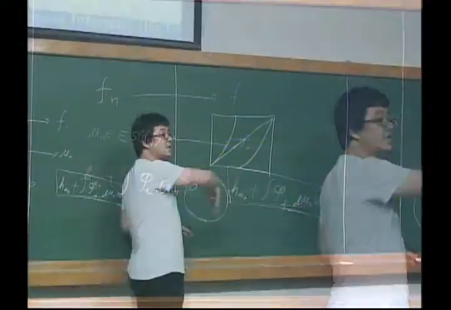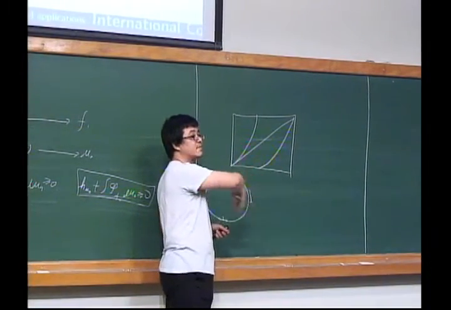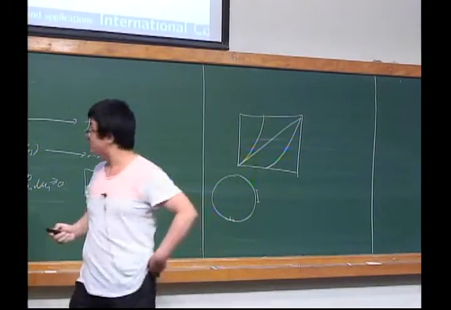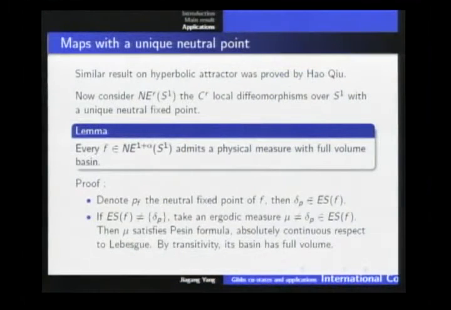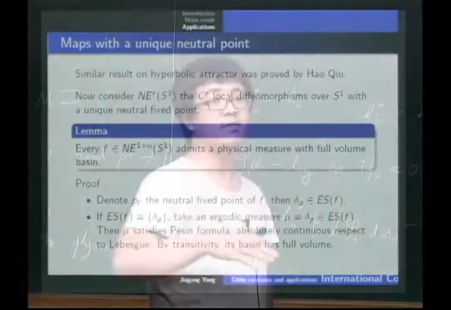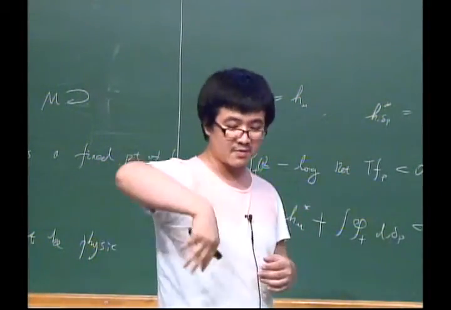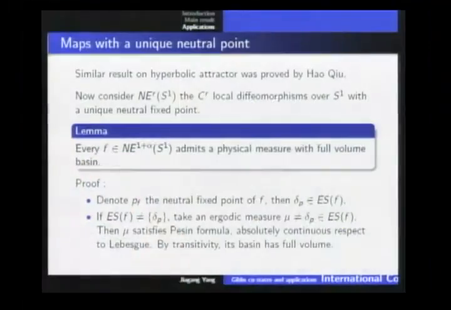But here, topologically, you have expanding. This part finally, its image will cover the whole circle. So this explains to us that this measure, if it's different from the atomic measure, should be absolutely continuous with respect to Lebesgue, whose basin covers a full Lebesgue subset. And this should be unique, because if you have another one, which also should be absolutely continuous with respect to Lebesgue and cover everywhere, it's impossible. So we can always find a physical measure.